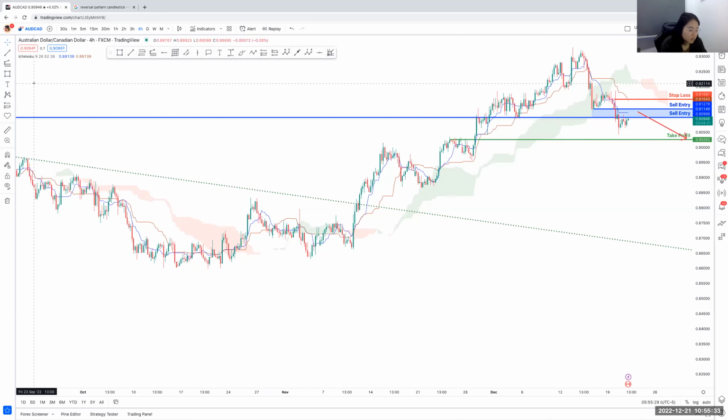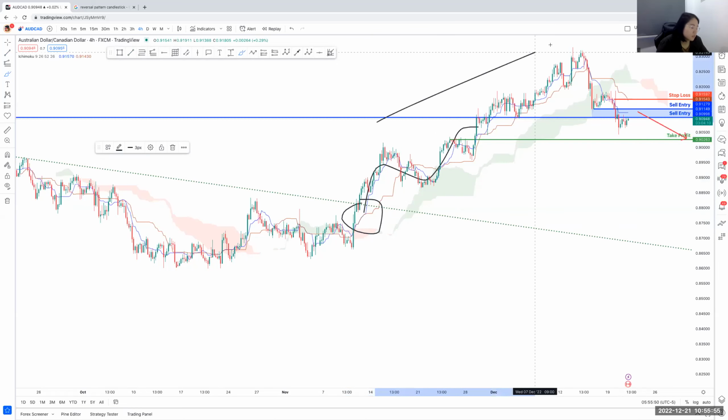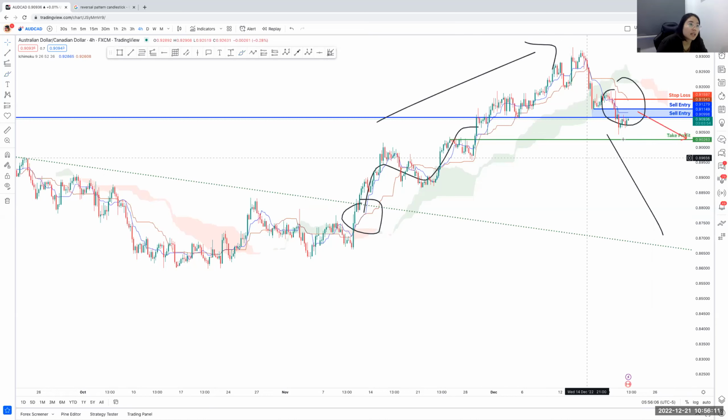Okay, if price is moving above the Ichimoku cloud, like this, it means it's on an uptrend. If price is moving below the cloud, it means it's on a downtrend. So based on Ichimoku, it's already showing that price just broke the cloud and there might be bearish momentum.